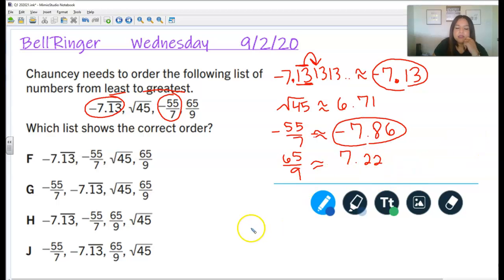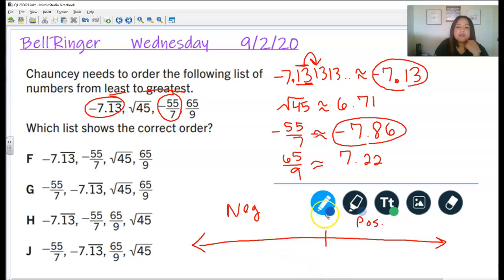Now that I have them in decimal form, I can go ahead and order them on my number line. And remember that on the left I have my negatives, and then on my right I have my positives. Now I'll start with the negatives. Of these 2 negatives, which one should be the farthest away from 0? Now remember that if this was positive, this would be the farthest away from 0 on the positive side. So the same thing happens on the negative side. This will be the farthest away from 0. So if this is 0, the farthest away from 0 is negative 7.86.